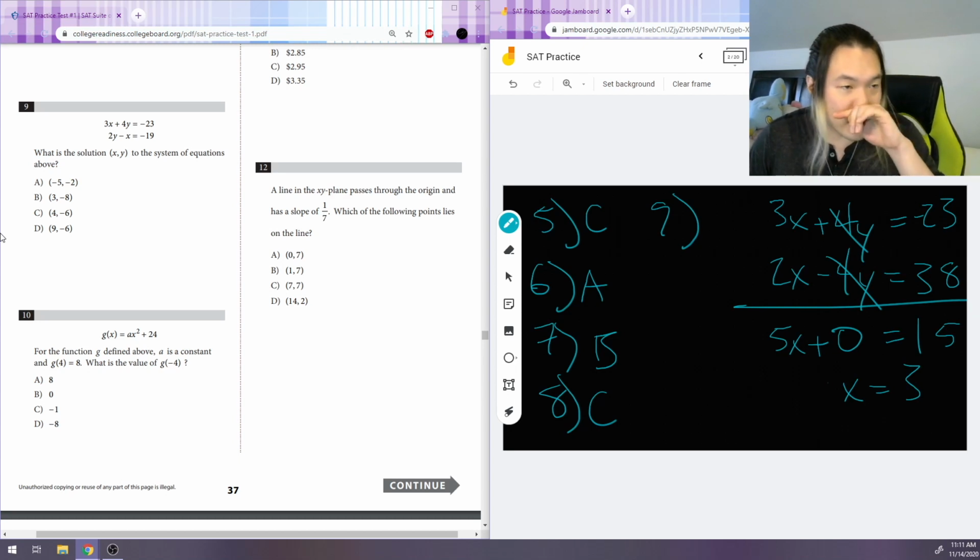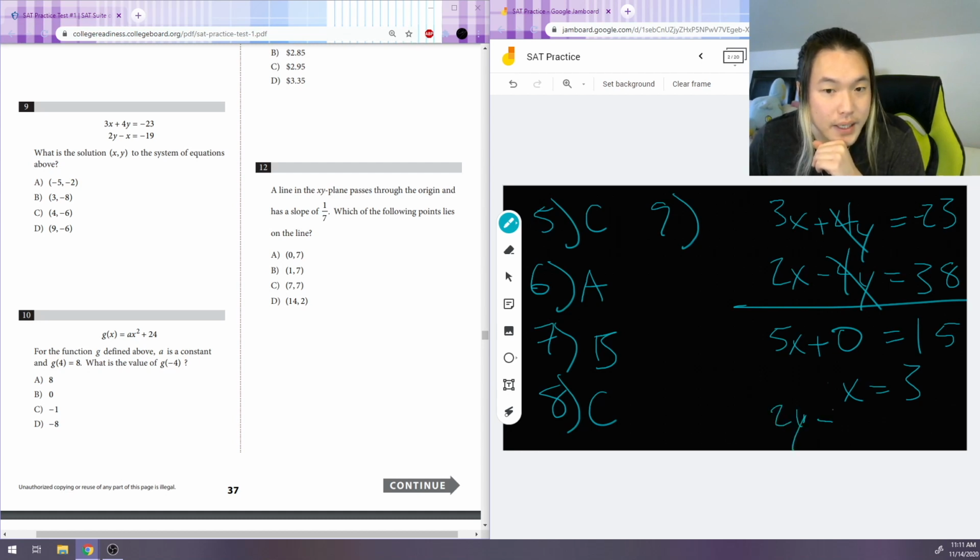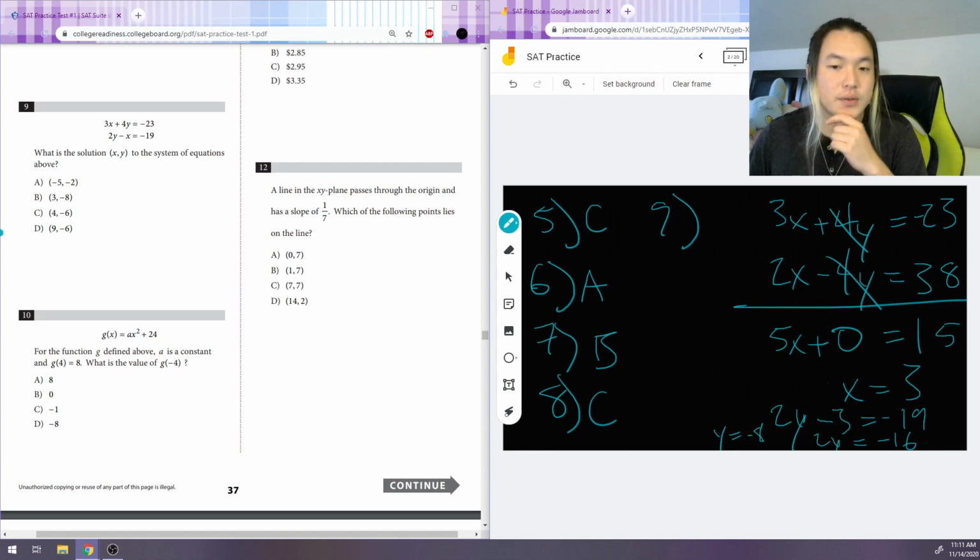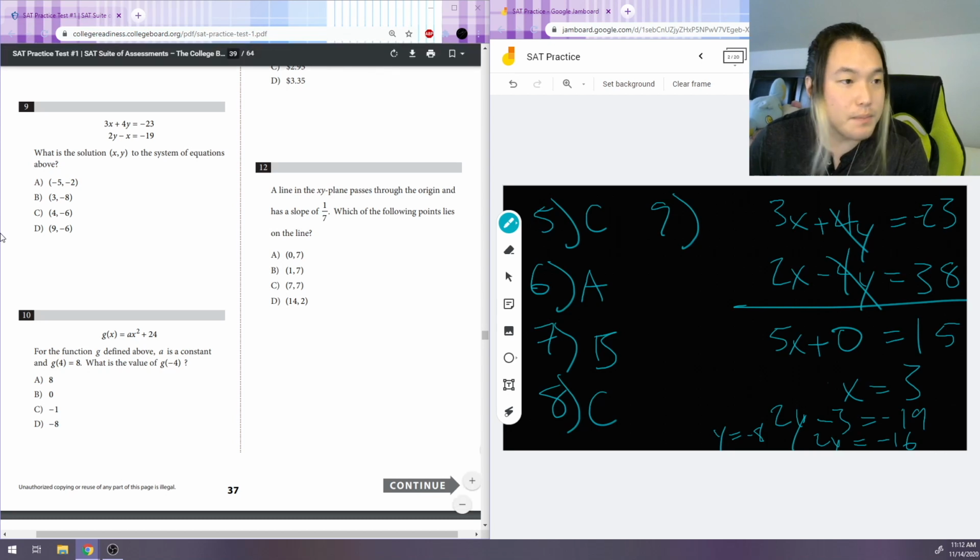And then we use one of the other equations to isolate y. So we would do 2y minus 3 equals negative 19. 2y equals negative 16. y equals negative 8. And then in general, it's a good idea to check your answers. So that answer is one of the choices.